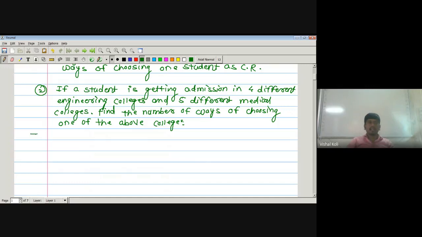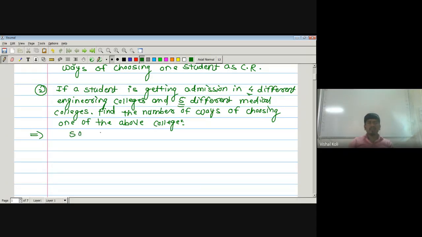But a student can't take admission at a time in medical as well as in engineering colleges. Therefore, it is somewhat similar to our sum rule. That is, first event can occur in m ways, that is 4 different engineering colleges, and second event can occur in n ways, that is here we can take admission in 5 different medical colleges also, and these two events cannot occur simultaneously since a student can't get admission at a time in both the colleges. Therefore by the sum rule there are m plus n ways.